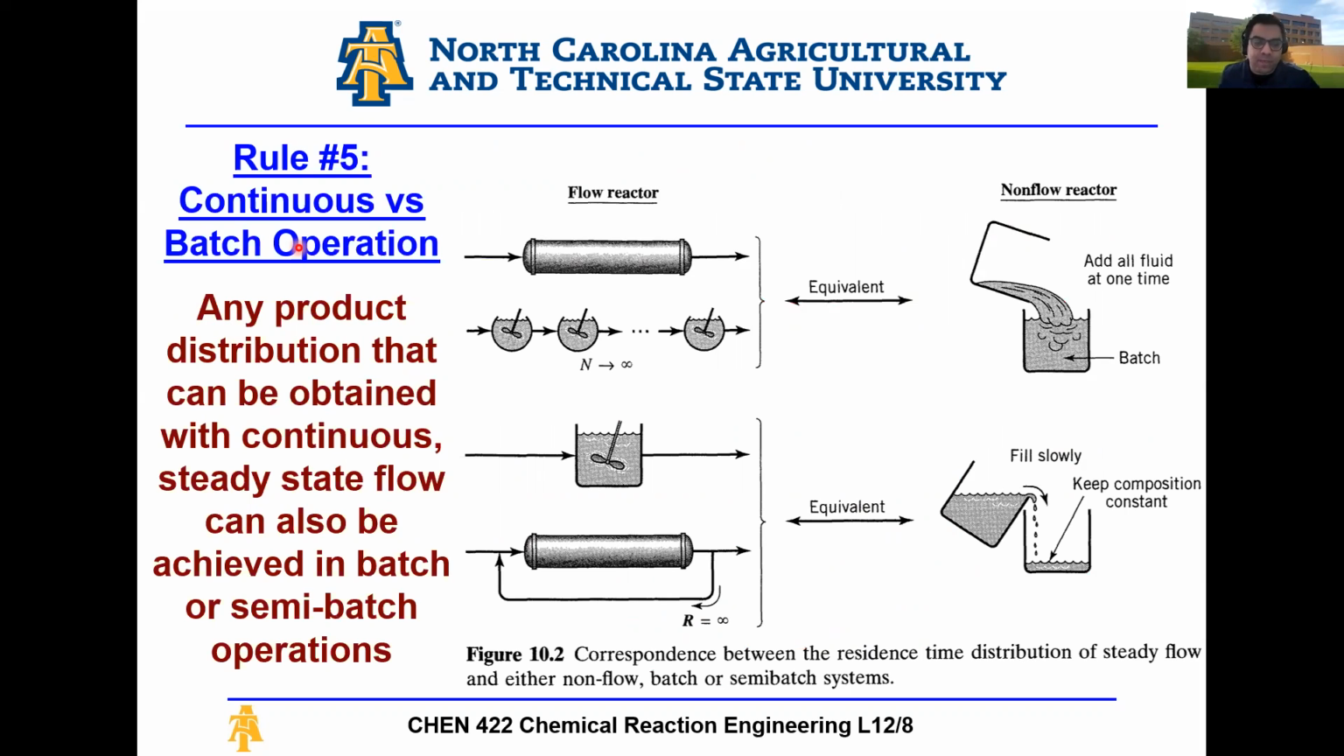And I think we've touched on this before, but any product distribution that can be obtained with a continuous steady state flow can also be achieved in batch or semi-batch operation. So any type of distribution, whether it's a series reaction, complex reaction, parallel reaction, which you can achieve in a flow system, you can also achieve in a batch or semi-batch operation. The main difference will really lie in the overall volume of the reactor and therefore your overall cost.